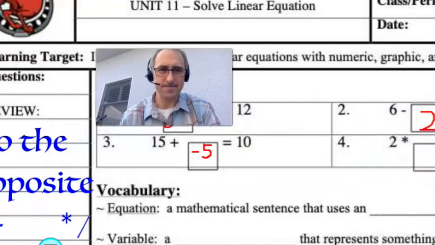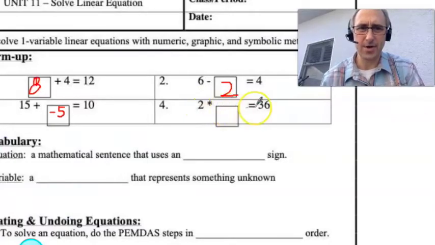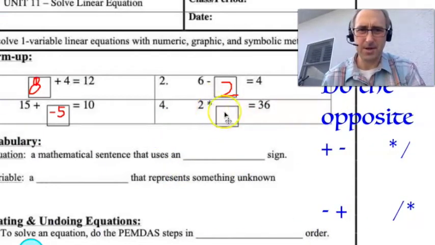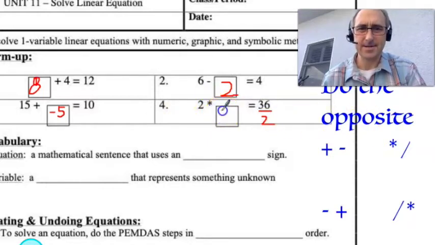Let's look at one more. Ooh, this one looks tricky. 2 times what number is 36? Now I remember I gotta do the opposite. This says multiply. What's the opposite of multiply? That's right, divide. 2, 36. I'm not sure. So I'm going to divide this side by 2. I see. 18. Let me just double check my calculator. 2 times 18 is 36.